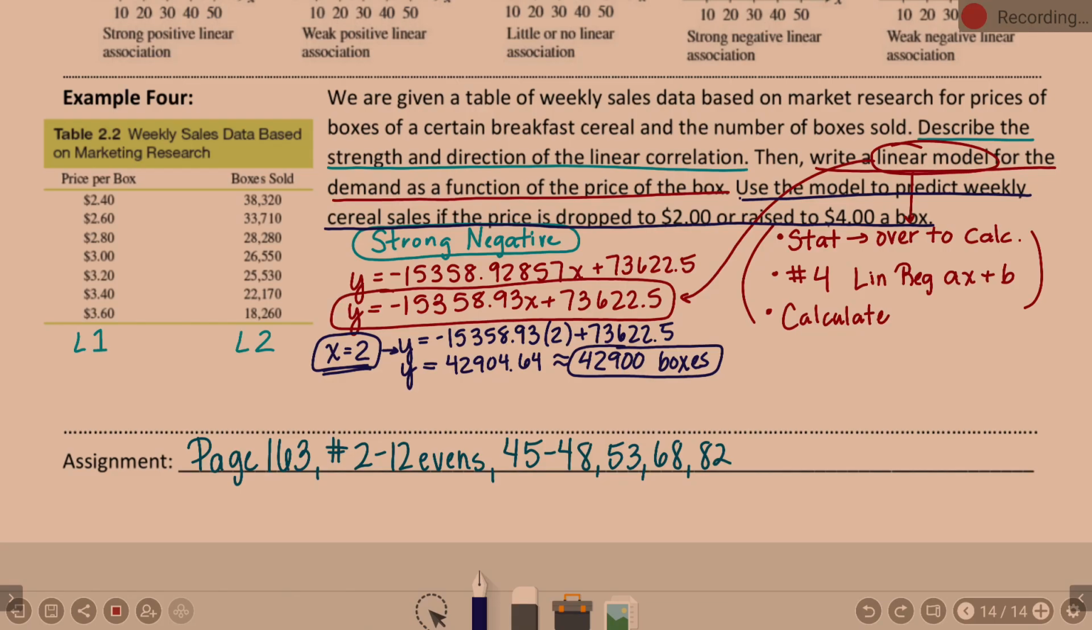Okay, so x equals 4. Then y is 12,186.78. Or, if we round that to the nearest tens, that'd be the nearest 100, so approximately 12,190.